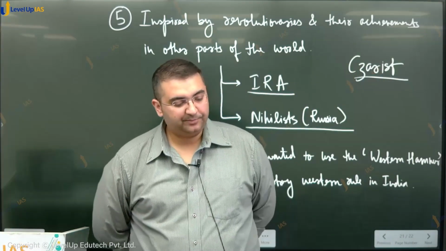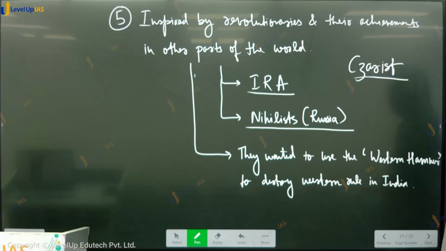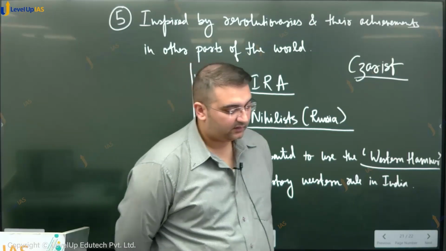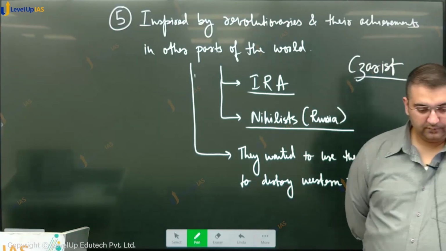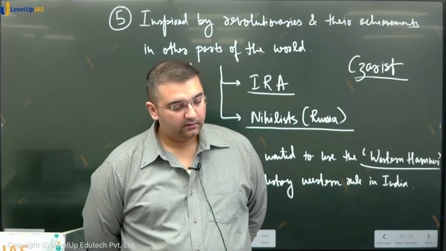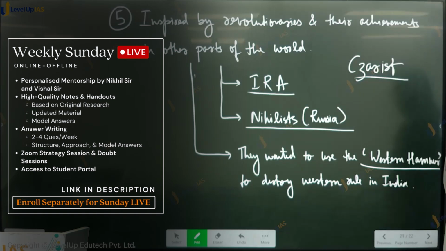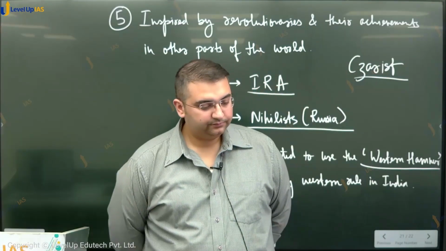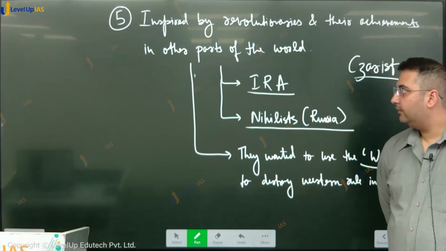Next point. Next subpoint. In fact, they wanted to use the Western hammer, within brackets you can write political violence, close brackets, to end or to shatter Western rule in India. Okay, so that's one done.